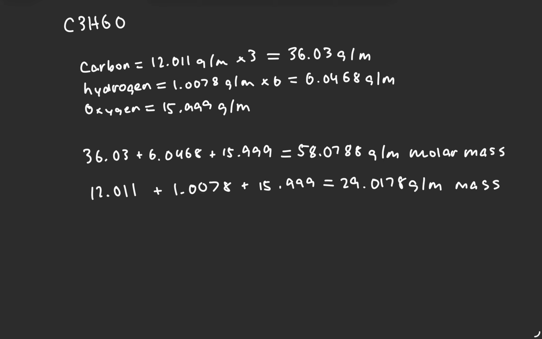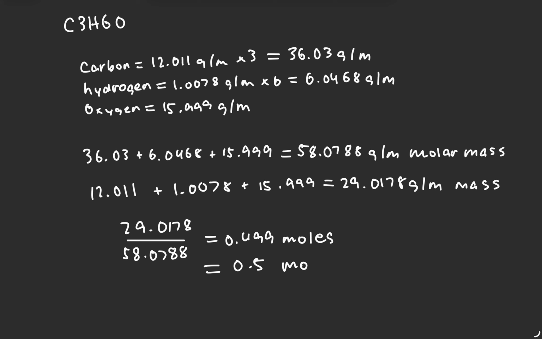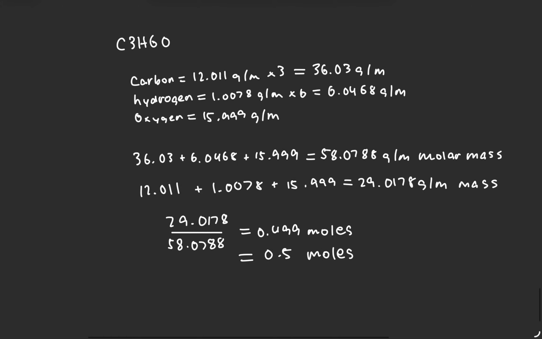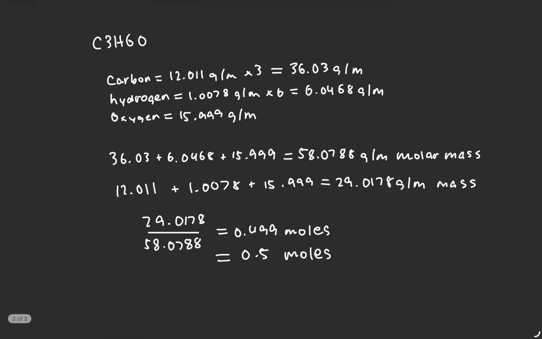Now, to get moles, remember, we need to do the mass divided by our molar mass. So let's put this. We get 29.0178, which is our mass, divided by 58.0788. So that is the mass over the molar mass, giving us the moles. Putting this into our calculator gives us 0.499 moles, or rounding, just giving us 0.5 moles. Now, that is the answer for this question. Please don't forget to include units as well.